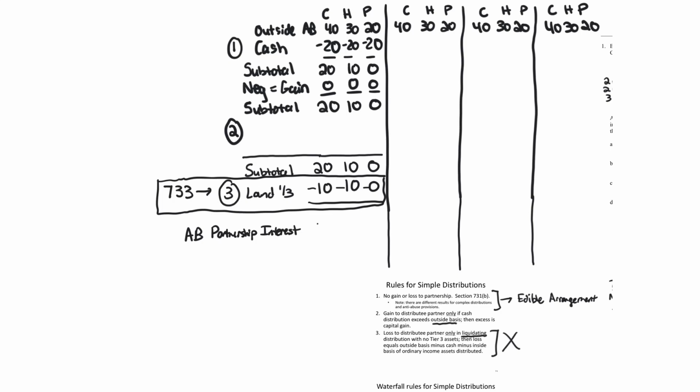So 20 minus 10. Sorry, I put 733 there. That's 732. I jumped the gun. This is 733. 733 is the adjusted basis of the partnership interest. 732 is the adjusted basis of property received. So we take 20 minus 10, we subtract away, and we get 10, 0, and 0.